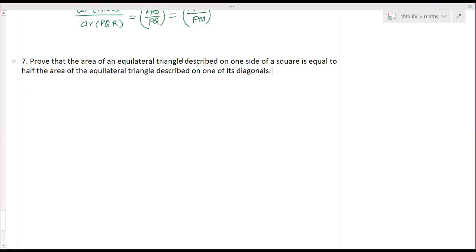Prove that the area of the equilateral triangle described on one side of the square is equal to half the area of the equilateral triangle described on one of its diagonals. That means one equilateral triangle is on one side of the square, and the second is on the diagonal. So there are two equilateral triangles on one square. One side of the square is one side of the equilateral triangle, and the diagonal of the square is the side of the second equilateral triangle. So draw that figure. Square.